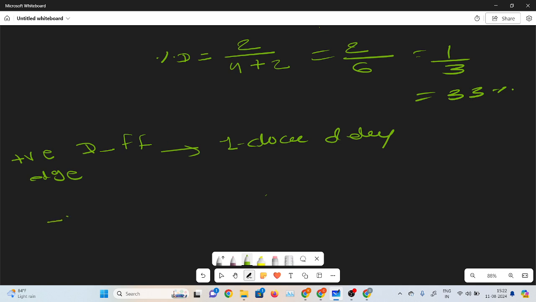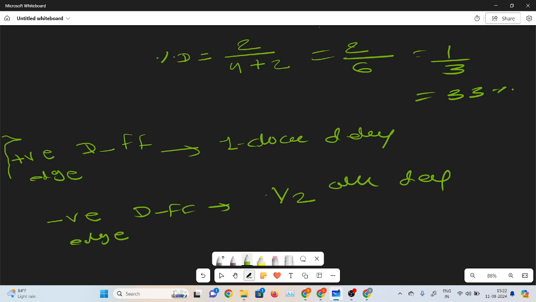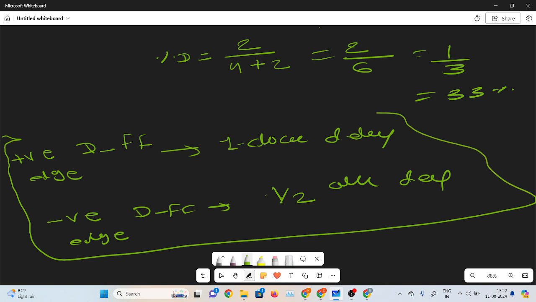And the negative edge trigger D flip flop provides a half clock cycle delay. These two things you should always remember. If you want to change the duty cycle, remember that the positive edge trigger D flip flop provides a 1 clock cycle delay, and the negative edge trigger D flip flop provides a half clock cycle delay.